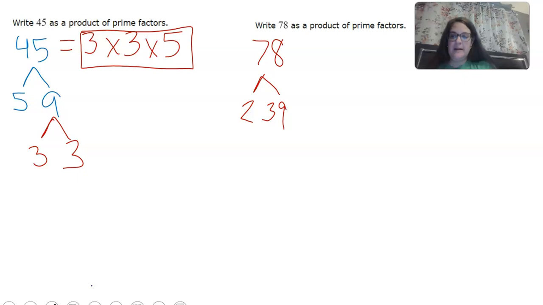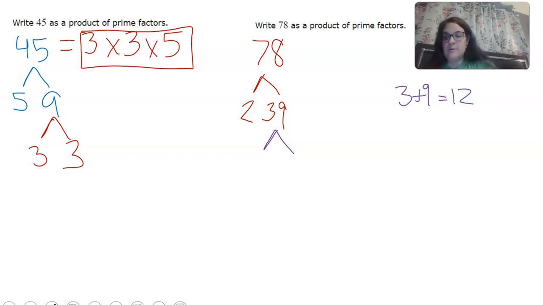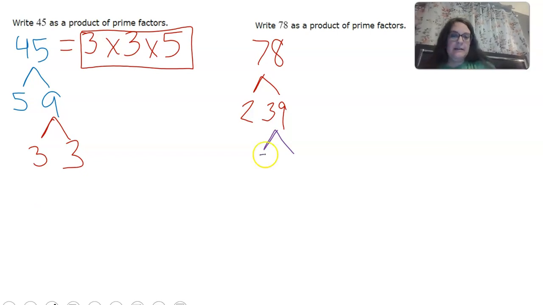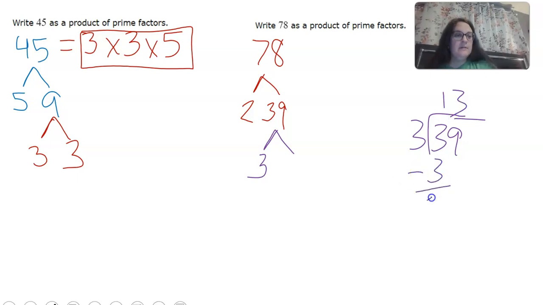I keep trying to change my colors. We know that if we add our 9s and our 10s and our 1s place, that we get 12, and 12 is divisible by 3. Therefore, we know 39 is divisible by 3, if you couldn't just tell by looking at it. So 3 will go into 39 13 times.